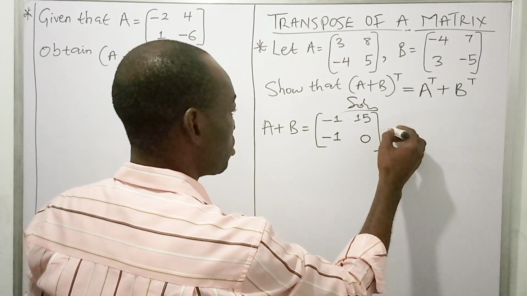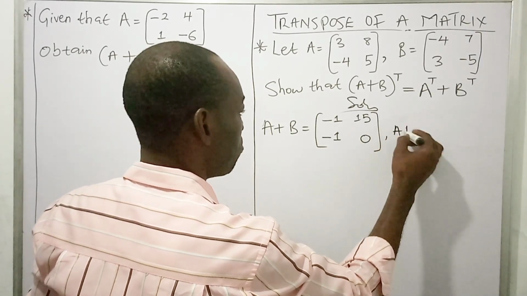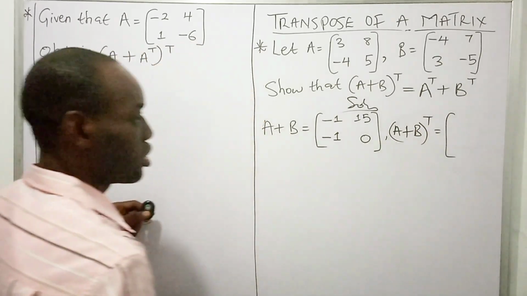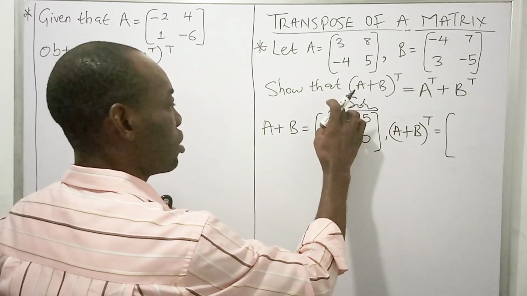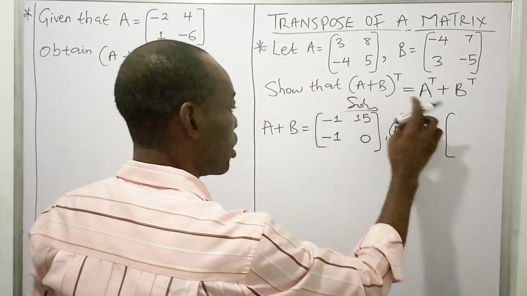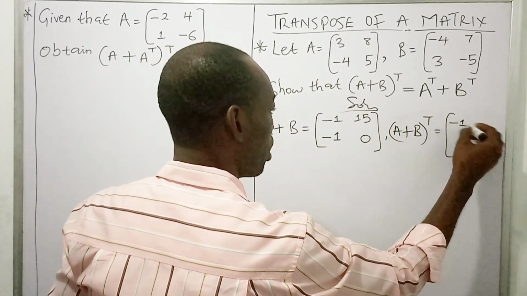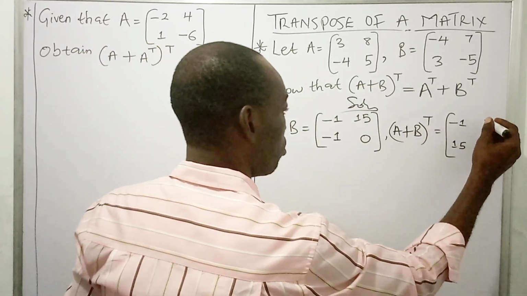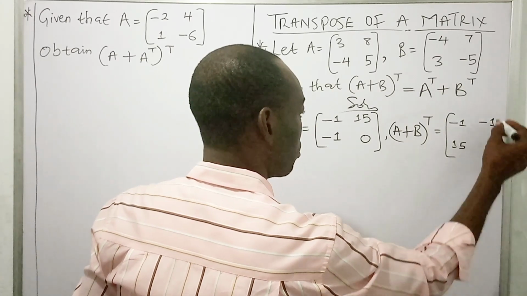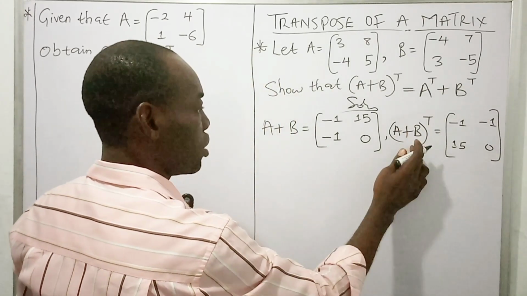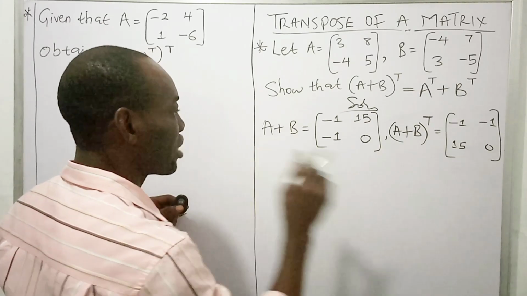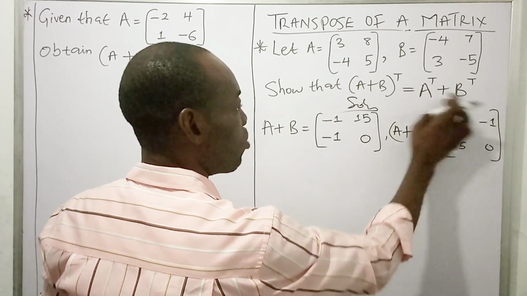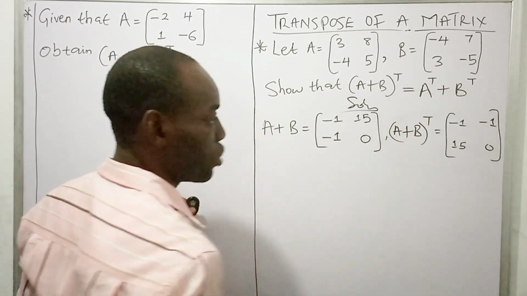Now what then is (A plus B) transpose? Using what I just explained earlier, (A plus B) transpose becomes: this row here becomes a column, so we now have minus 1 and 15. This row here becomes a column, minus 1, 0. Now this is (A plus B) transpose. So we're going to find out if this answer will give us the same answer when we resolve A transpose plus B transpose.